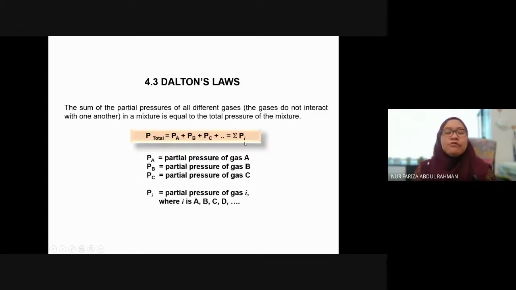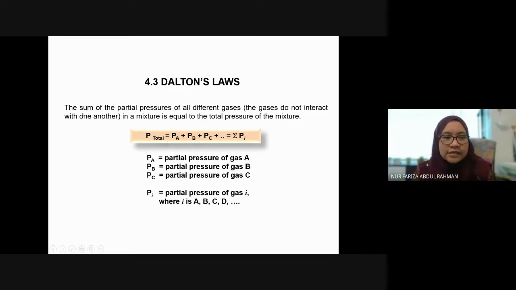So now let's look at what Dalton's law is. Dalton's law is the sum of the partial pressures of all different gases, provided the gases do not interact with one another. The ideal gas is still applied in this law. Remember, ideal gas adalah condition. Apakah conditionnya? Di mana there's no intermolecular forces ataupun no attraction or repulsion between the gas molecules. That is one, and then the volume is negligible. So that condition is still applied for Dalton's law.